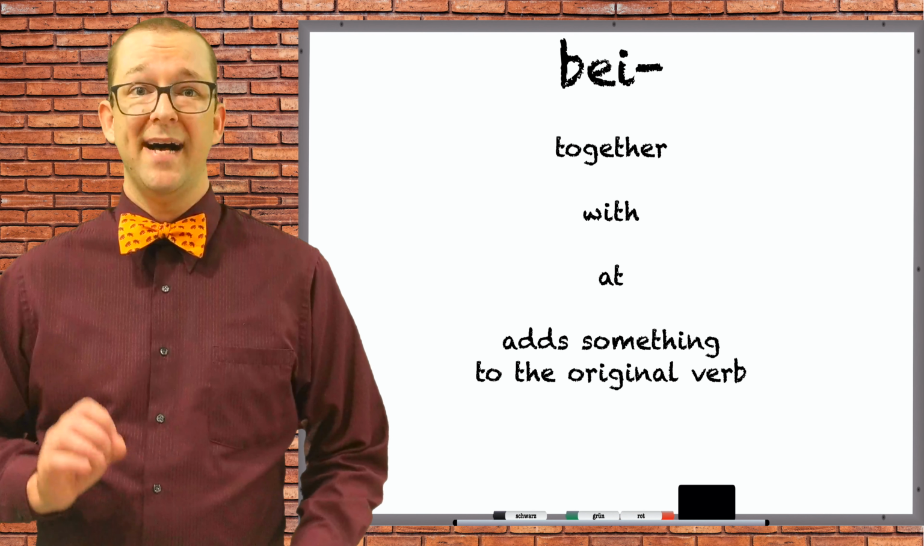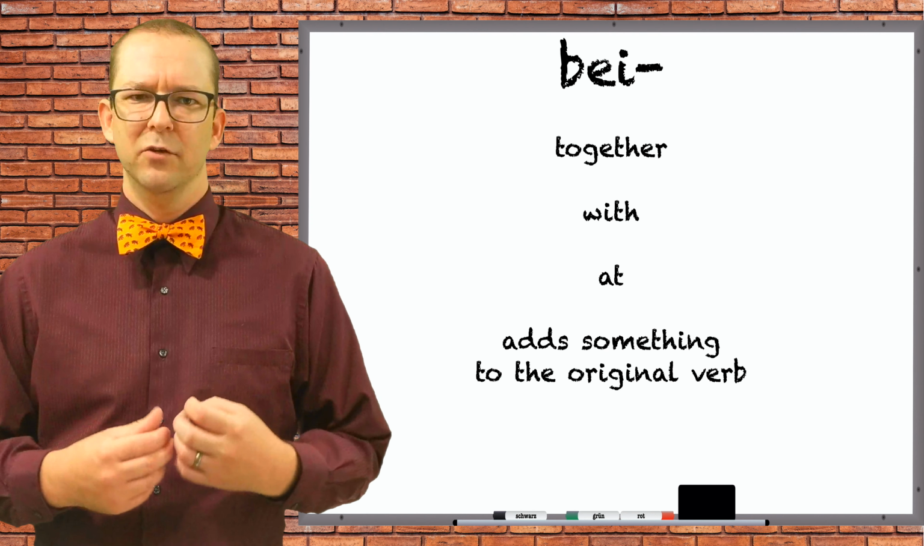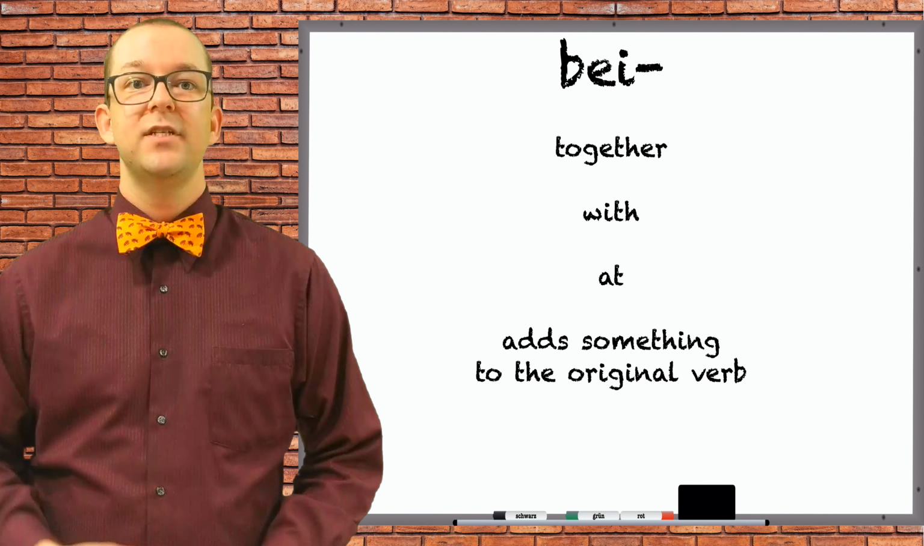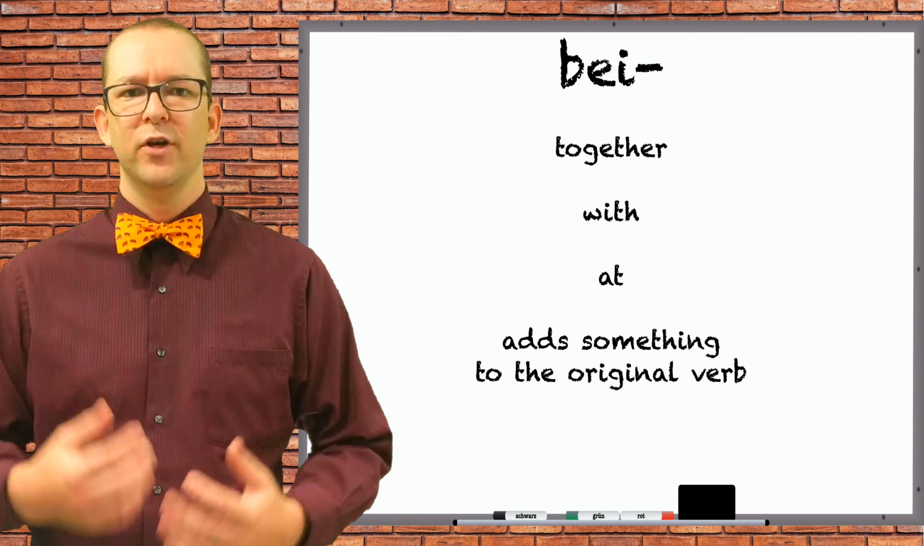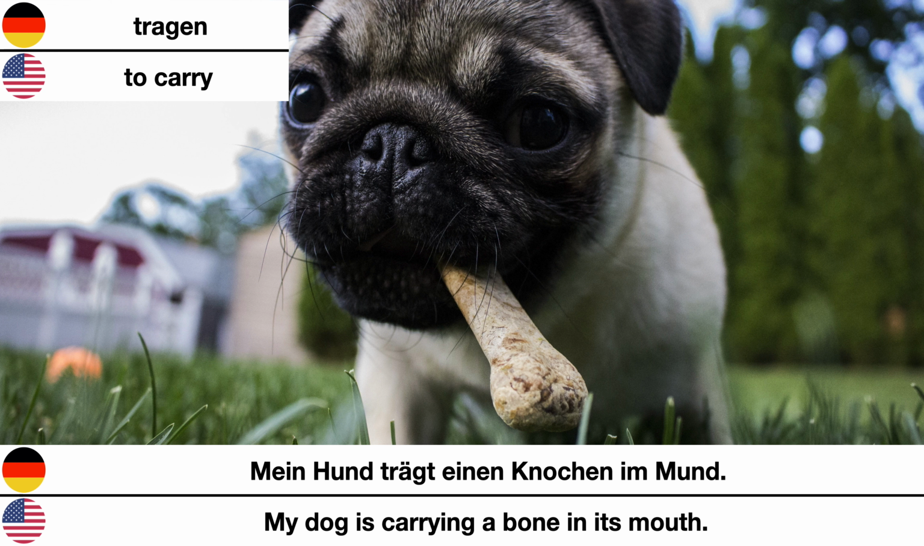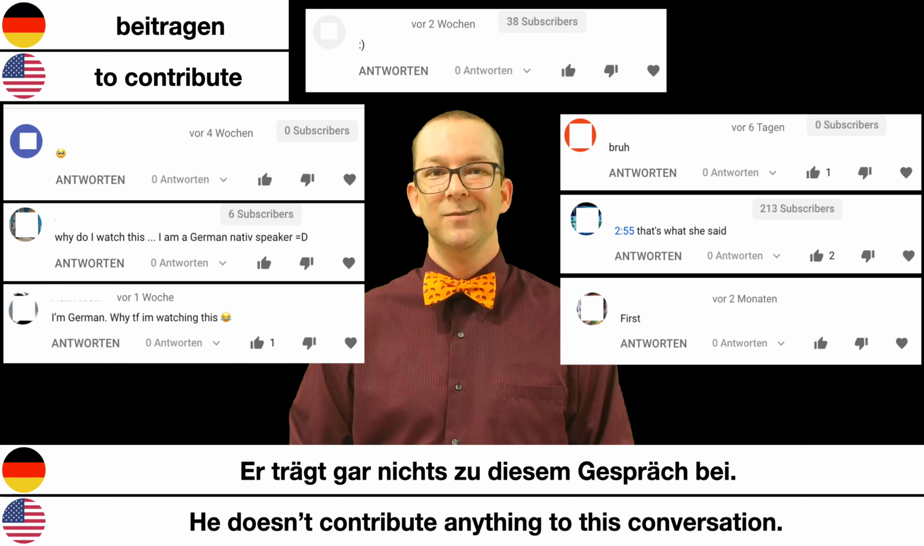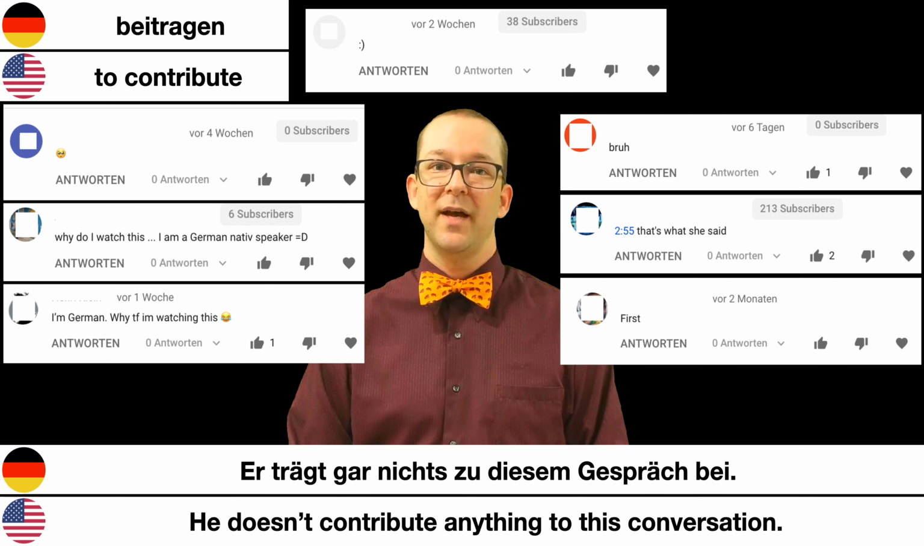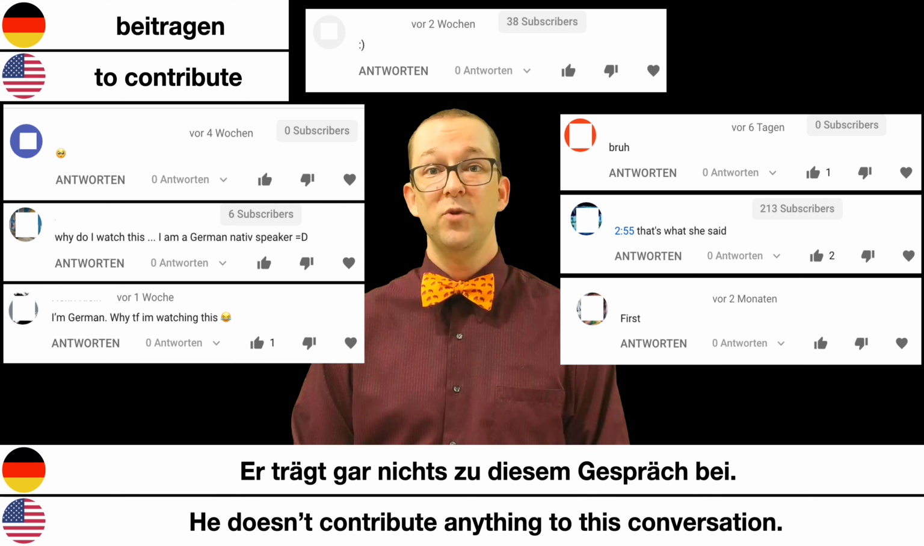The prefix bei has a general together feel to it, but it's usually translated as with or at. It's used to add something to the original verb. For example, tragen, to carry. Mein Hund trägt einen Knochen im Mund. My dog is carrying a bone in its mouth. Beitragen, to contribute. Er trägt gar nichts zu diesem Gespräch bei. He doesn't contribute anything to this conversation.